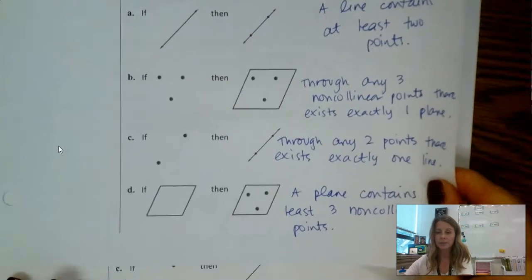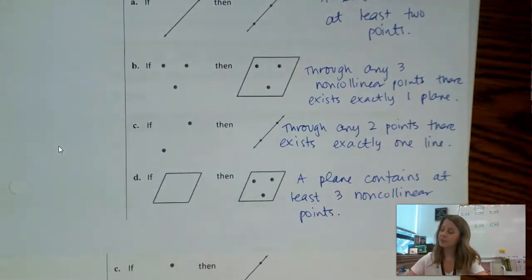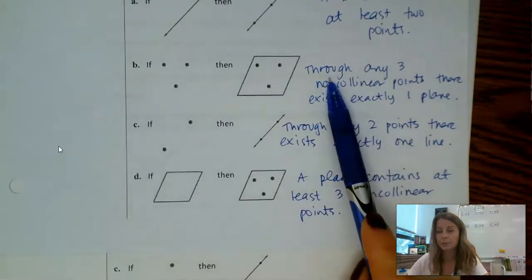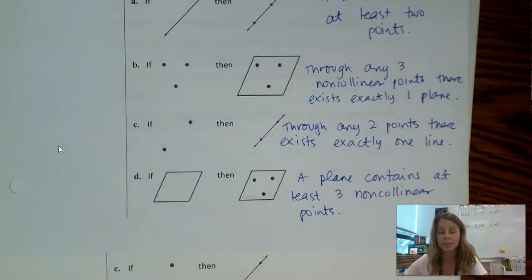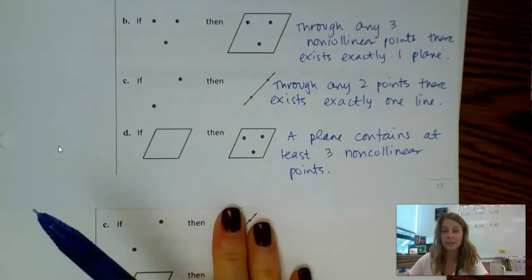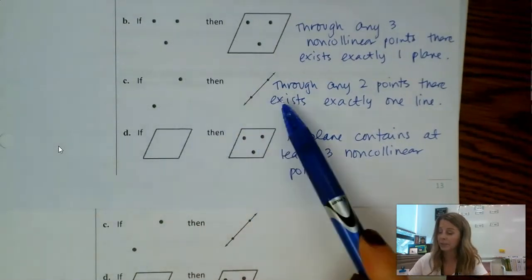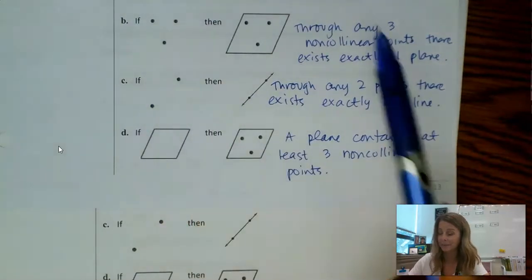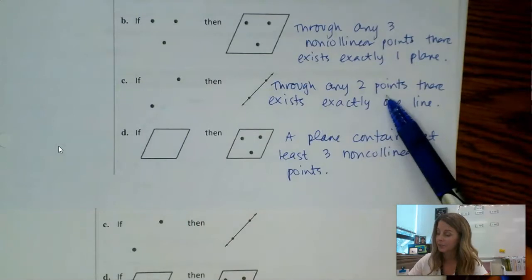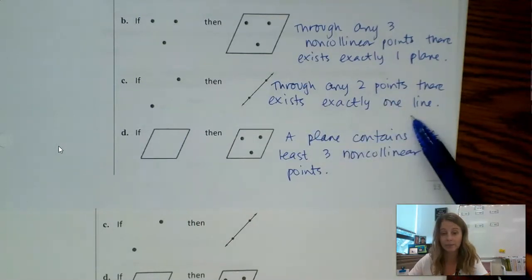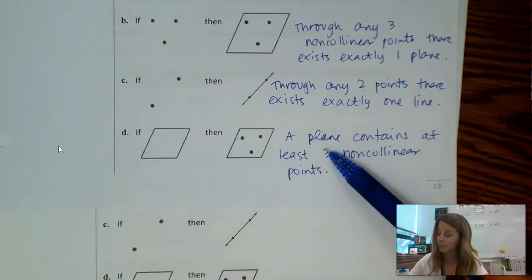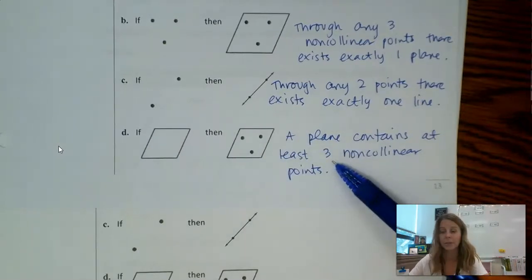Okay, let's go through the last three. So the second one, if you have 3 points, then you have a plane. So it goes with through any 3 non-collinear points, there exists exactly one plane. Letter C, you've got the 2 points, then you've got the line. So C is like the opposite of the first one. So through any 2 points, there exists exactly one line. And then finally, if you have a plane, then you have the 3 points. So a plane contains at least 3 non-collinear points.